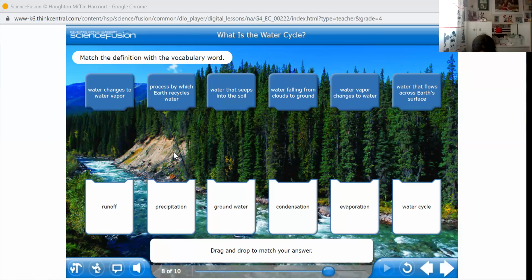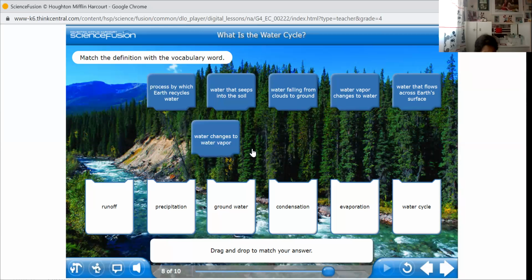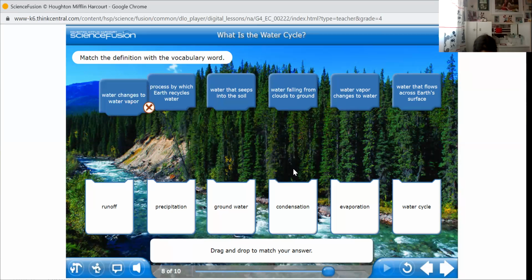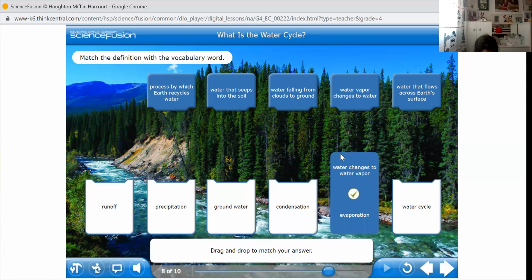It's a water cycle. Are you sure? To water vapor. No. It's condensation. Is it evaporation or condensation? Condensation. Are you sure it's water vapor? No, evaporation. Excellent, it is evaporation. Okay, Liana, your turn.